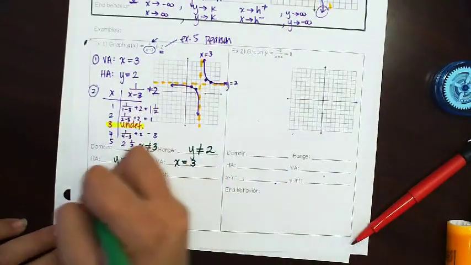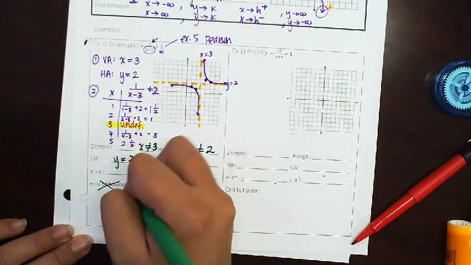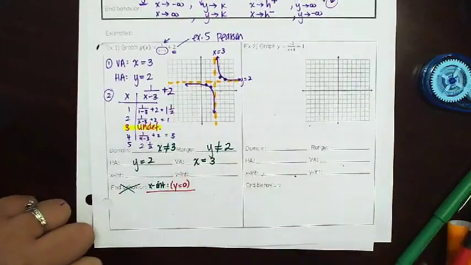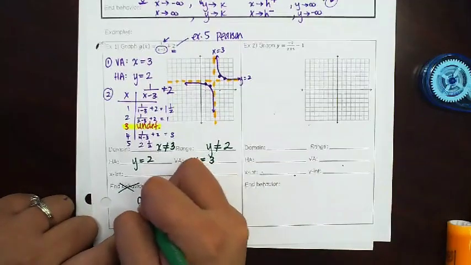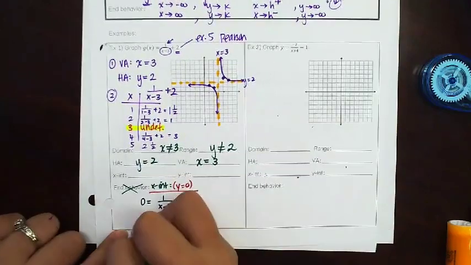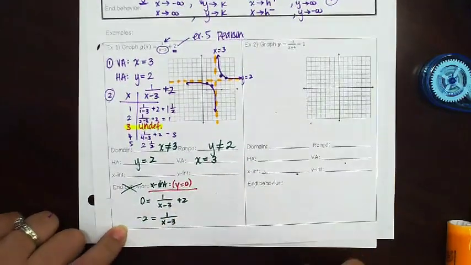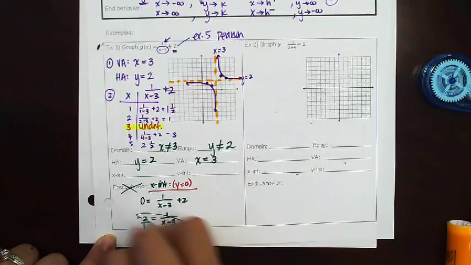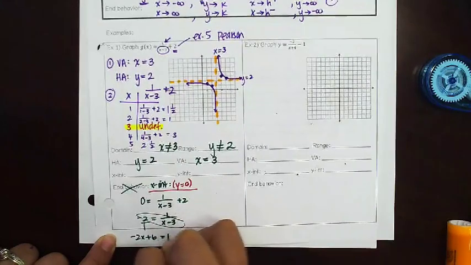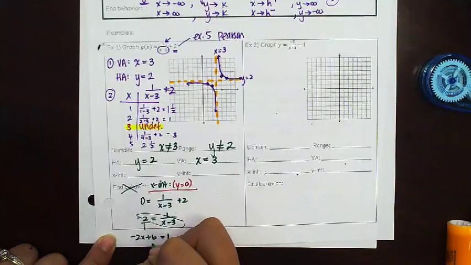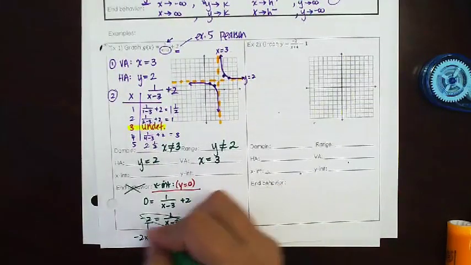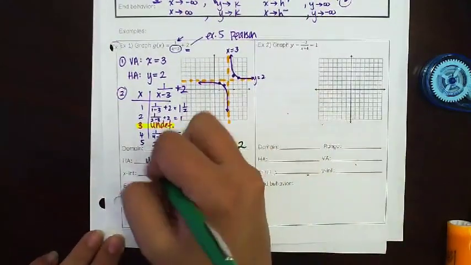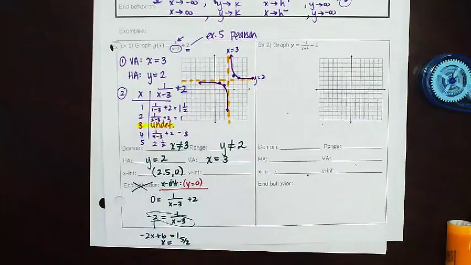So instead of finding the end behavior, let's do some math. To find the x-intercept, you're trying to make y equal to 0. So if I make y equal to 0, then we get 0 equals 1 over x minus 3 plus 2. So I can subtract 2 from both sides. I can set this over 1 and cross multiply. If I cross multiply those two, I get negative 2x plus 6 equals 1. And then after you solve, you subtract 6, you get negative 5, then you divide by negative 2, so you get 5 halves. Therefore, my x-intercept is 5 halves, or 2.5 comma 0.